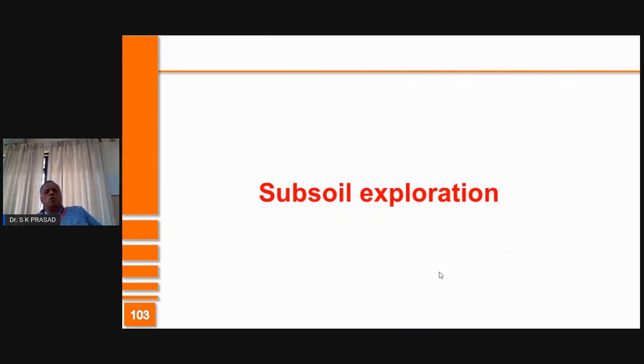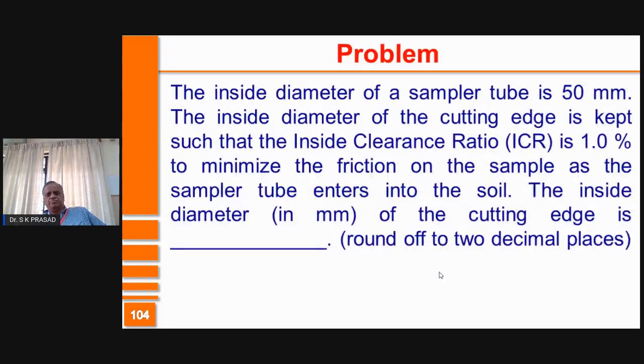I would like to talk about subsoil exploration and the problems associated with that. Let me take the problem directly. The problem says that the inside diameter of the sampler tube is 50 millimeter. The inside diameter is 50 millimeter. And the inside diameter of the cutting edge at the base is kept such that ICR, inside clearance ratio, is 1% only. It doesn't exceed 1%.